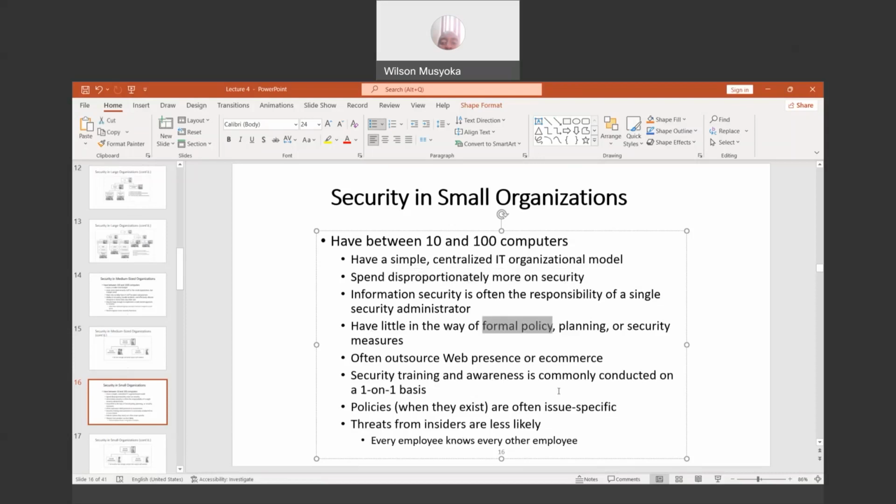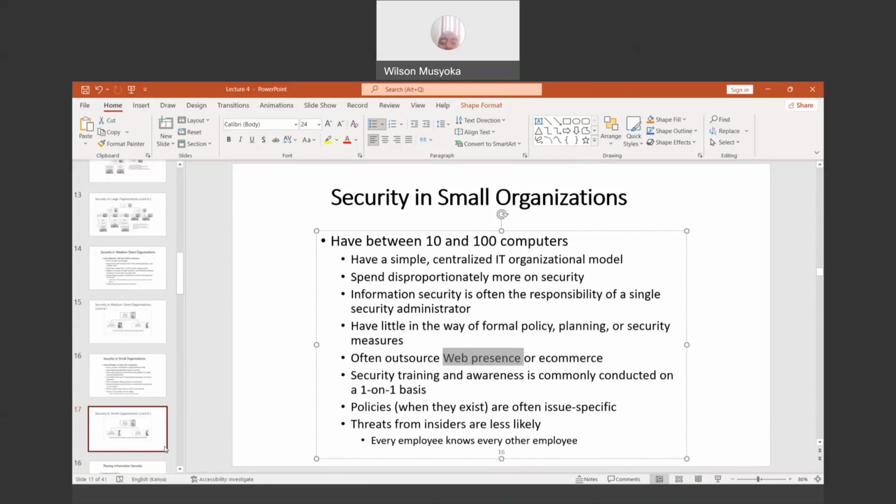You may not find a formal policy document. You may not find planning and security measures because it is something that can be done within the organization and within budget, or they can even outsource the web presence or e-commerce. So this is how they are going to look.